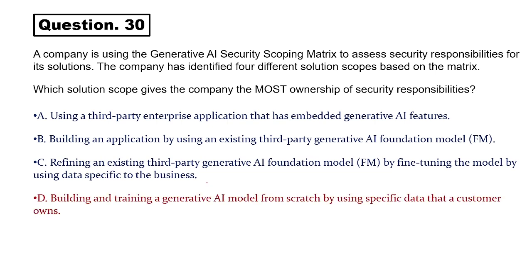Now let me reveal the correct answer. The correct answer here will be option D, building and training a generative AI model from scratch by using specific data that a customer owns. Because if you build it from scratch, it assumes most of the ownership, like data security, compliance, model development, and training process. Everything will be in your control, right? But what are the other options? It is using a third-party enterprise application, which is not ideal for security responsibilities. Again, this is using a third party. Again, it is using a third party. So these must obviously not be the correct answer. So building and training an AI model from scratch is the correct answer here.